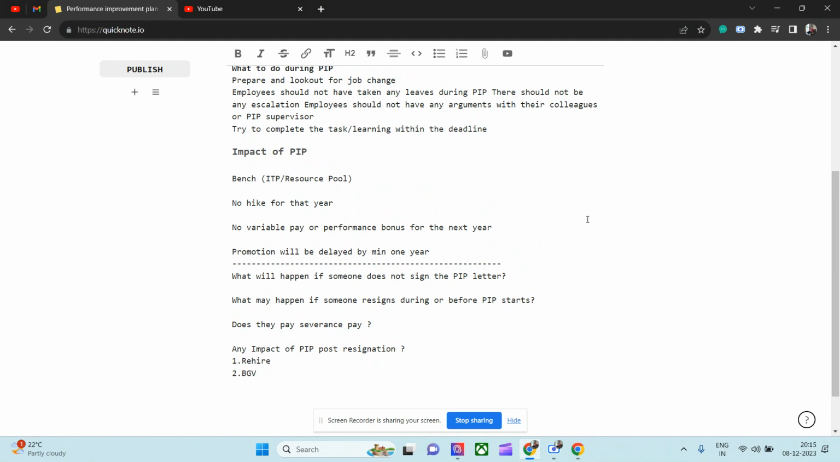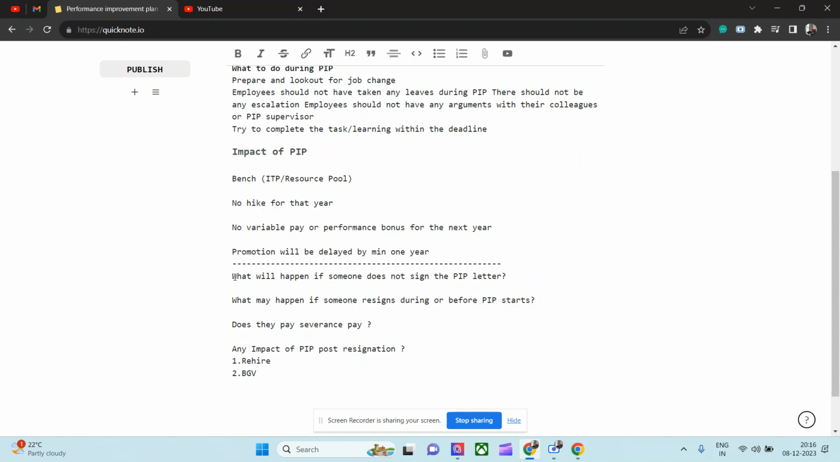But in general, let me answer these four questions. The first question I got is: what will happen if somebody refuses to sign the PIP letter? If the manager or the supervisor is planning to put someone in the PIP bucket, then they have to prepare a case. Case means they have to prepare a deck, 6 to 8 pages of slides, wherein they give proof of why they want to put their resource in the PIP, with all the screenshots, escalation mails, everything they need to provide, and the HR will review.